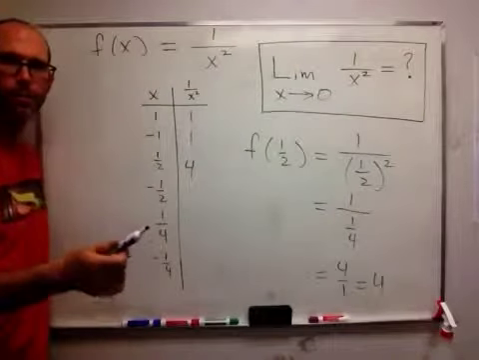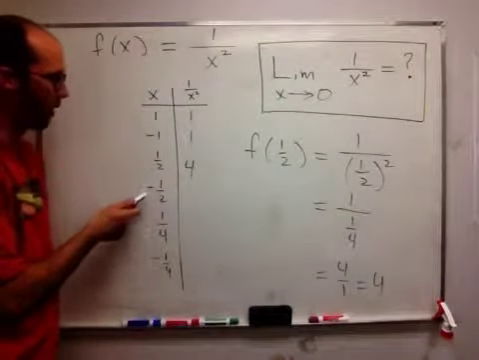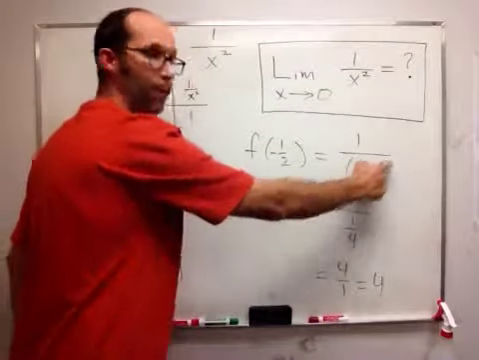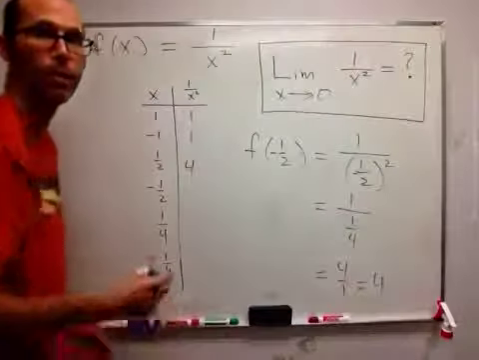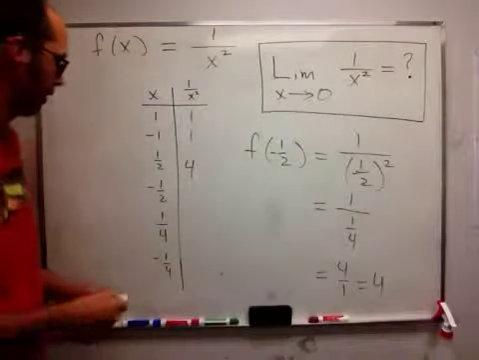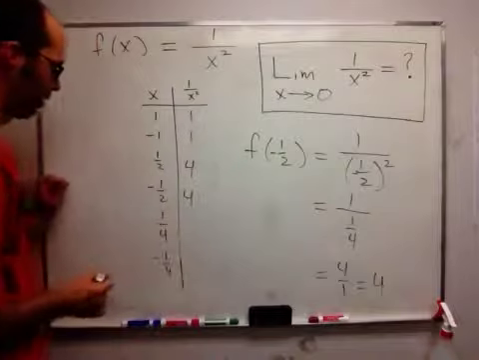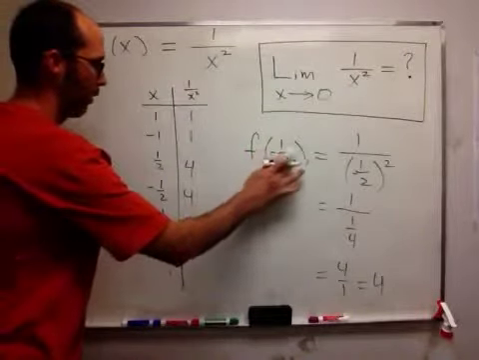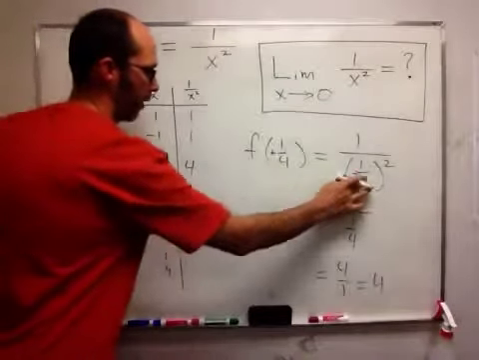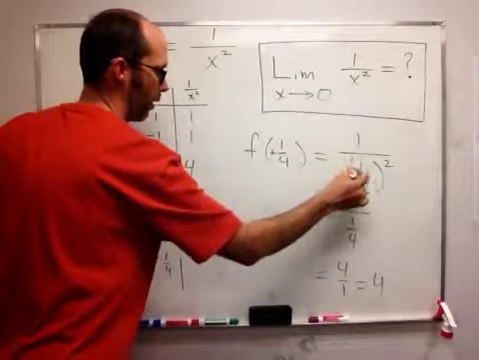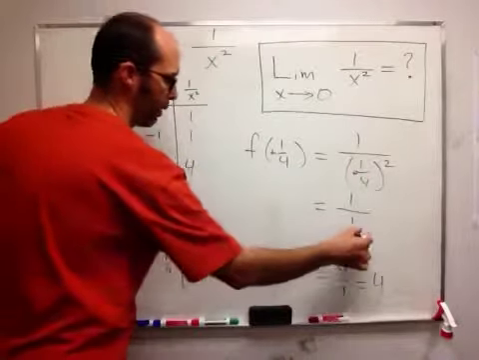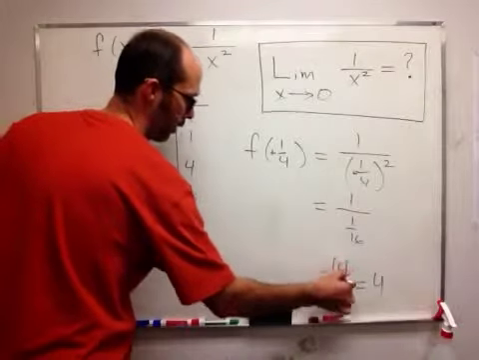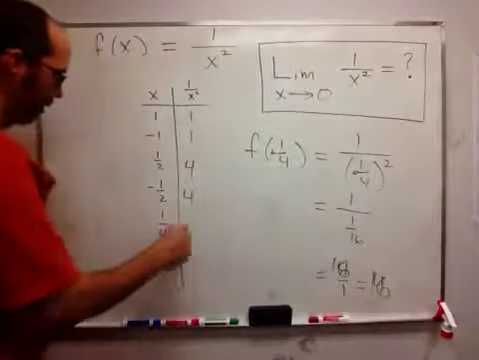Now notice that if we put a negative in there, nothing changes, because a negative 1/2 squared is a positive 1/4. So here we have a 4 still. Now think about if we put in a 1/4 here, we get 1 over 1/4 squared, which is 1 over 1/16. 16 over 1, so a total of 16.